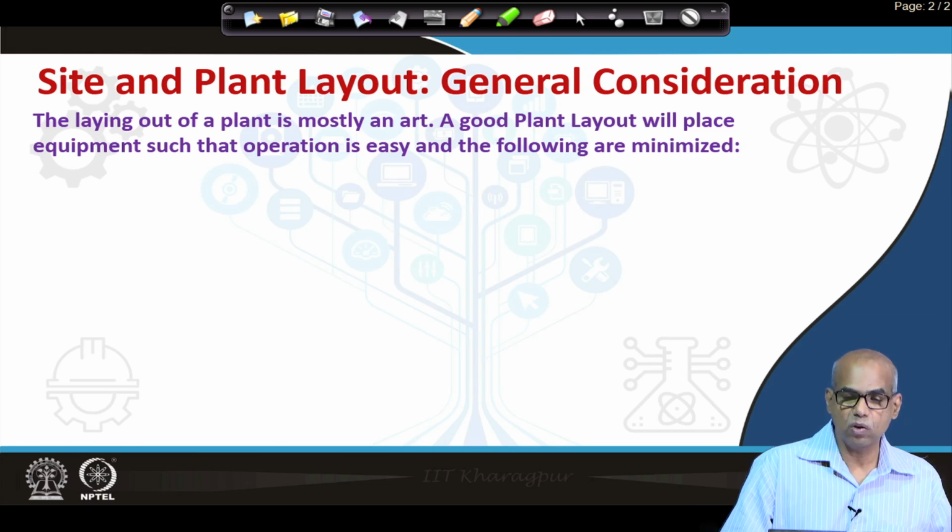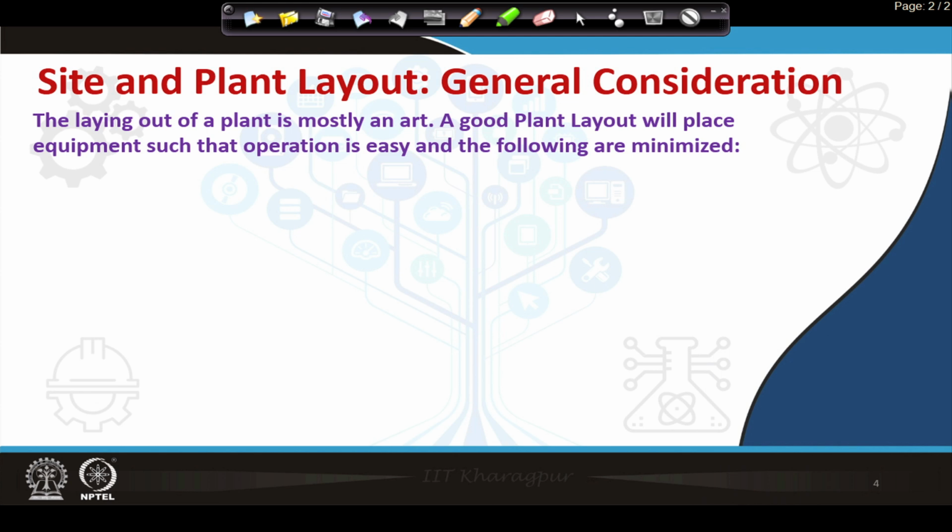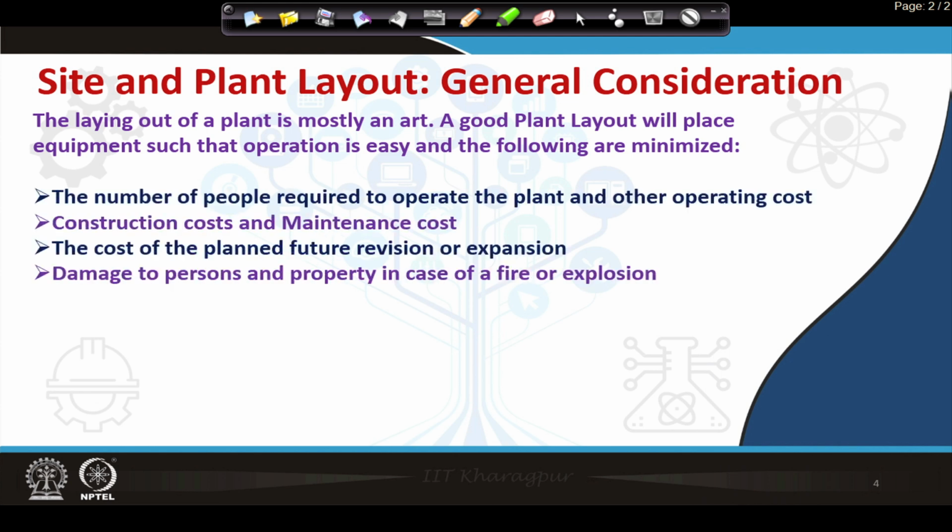A good plant layout will place equipment such that operation is easy and the following are minimized: the number of people required to operate the plant and the other operating cost, construction cost and maintenance cost, the cost of plant future revision or expansion, and damage to persons and property in case of a fire or explosion.